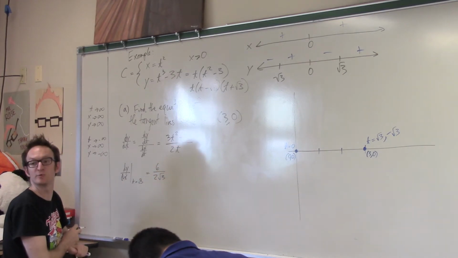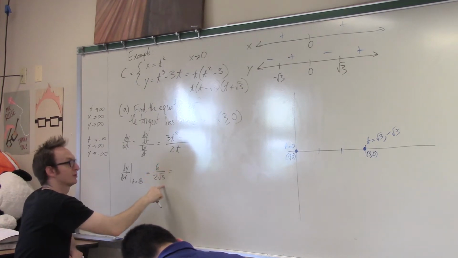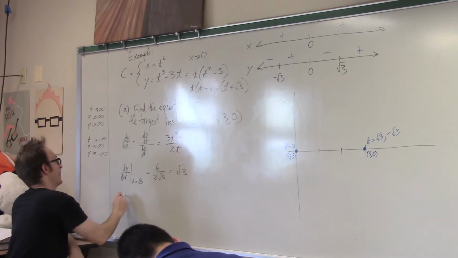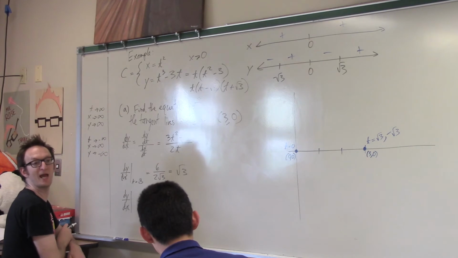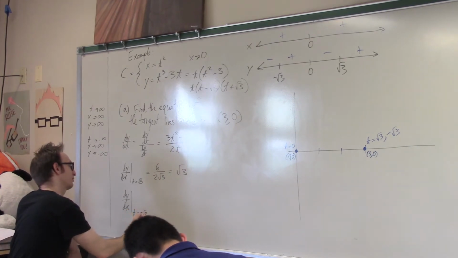I got 6 over 2 root 3, cool? So that's 3 over root 3, so that's actually just root 3. Good? Okay, and what is dy/dx at the other time I care about? Negative root 3. Exactly, at t equals negative root 3.